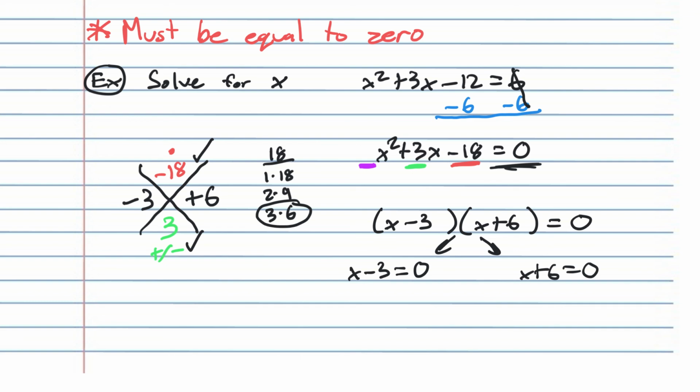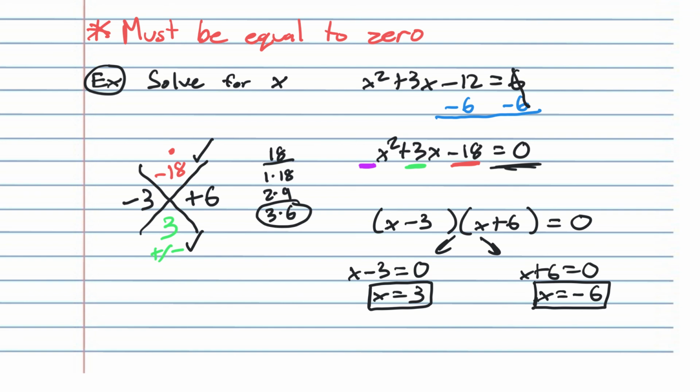It's a one-step equation. We can get rid of that negative 3 by adding it to the other side. So that's one answer: x equals positive 3. The other one, same thing, one step. It's positive already, so we're going to subtract it to the other side. So we get x is equal to negative 6. And there's our two answers.